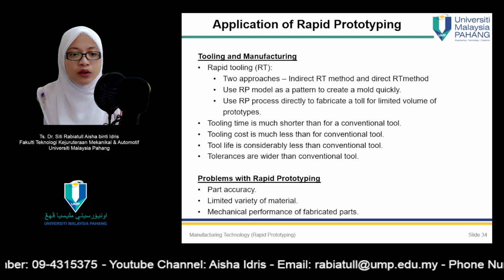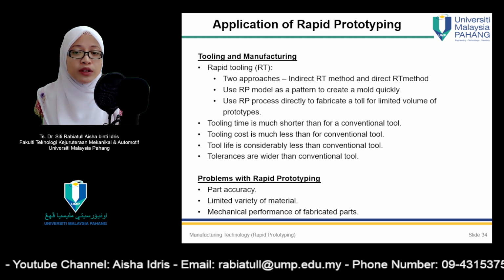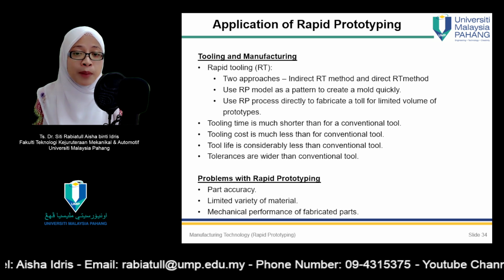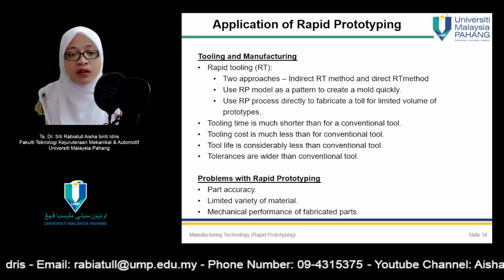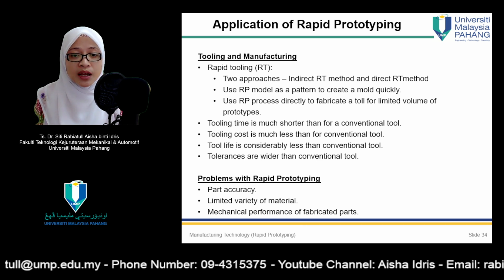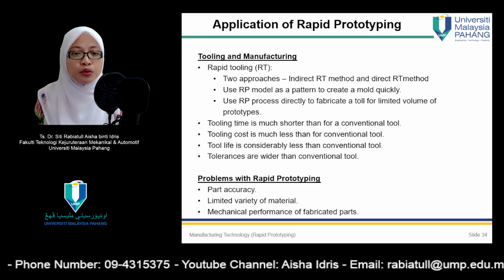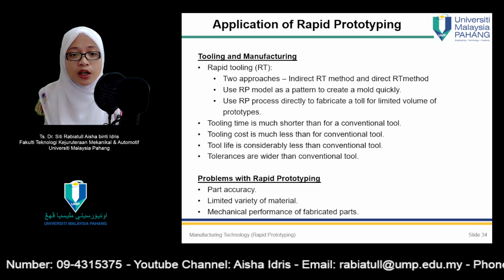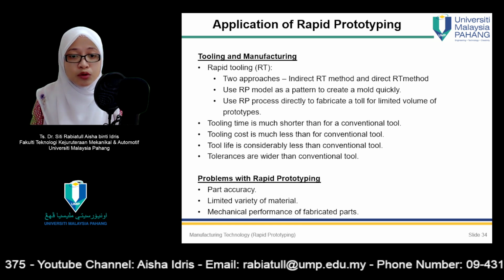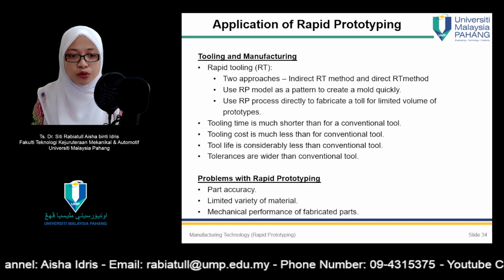In terms of tooling and manufacturing, the trend in RP applications is towards its greater use in the fabrication of production tooling and for actual manufacture of parts. When RP is adopted to fabricate production tooling, the term rapid tool making (RTM) is often used. RTM applications divide into two approaches. Number one is indirect RTM, in which a pattern is created by RP and the pattern is used to fabricate the tool. And number two is direct RTM, in which RP is used to make the tool itself.